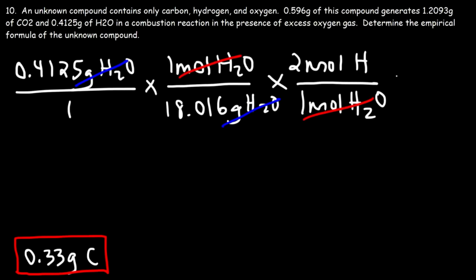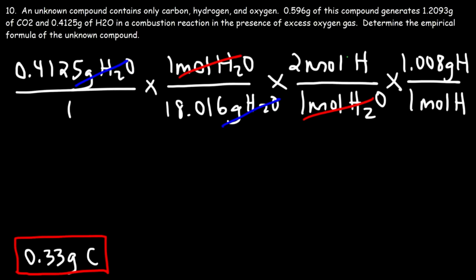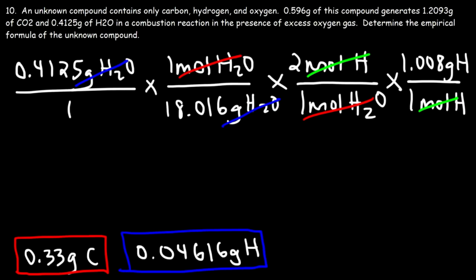Now, our next step is to convert from moles to grams using the molar mass. So the molar mass of hydrogen is 1.008. So there's 1.008 grams of hydrogen per 1 mole of hydrogen based on the periodic table. And so it's going to be 0.4125 divided by 18.016 times 2 times 1.008. And you should get 0.04616 grams of hydrogen. So now we need to calculate the grams of oxygen.